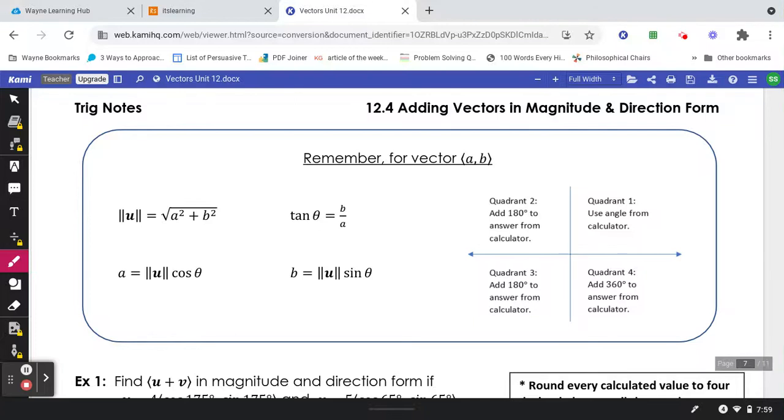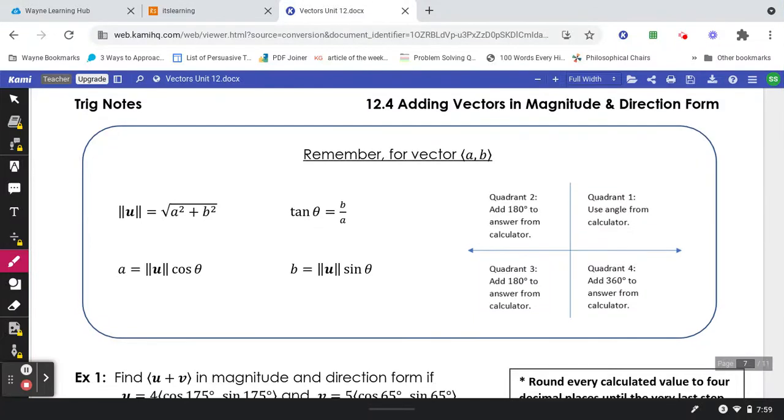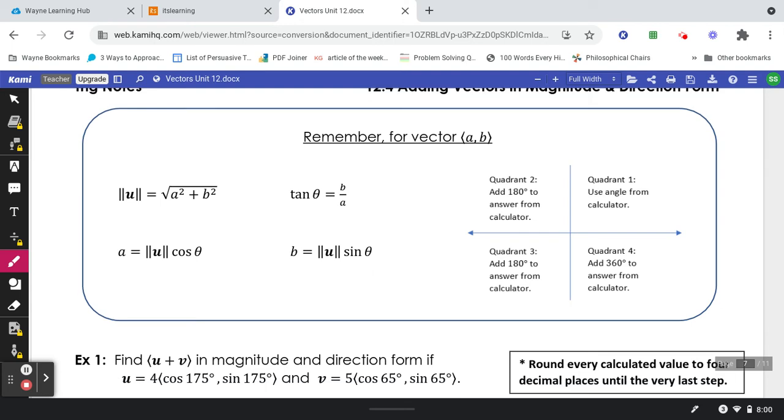These are the 12.4 notes for trig. We're going to talk about adding vectors in magnitude and direction form. So we've been adding them in component form, which has been very easy. But adding them in magnitude and direction form is a little bit different. At the top, you have all the formulas that we'll need for this, as well as your quadrant chart.